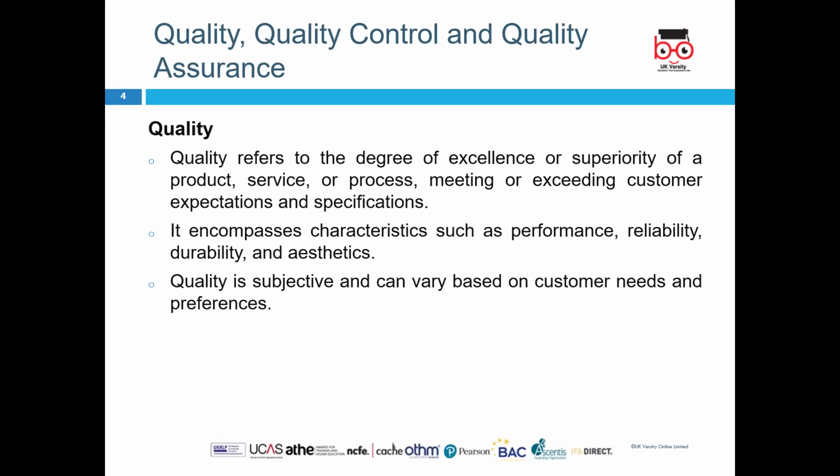And then, quality is subjective and can vary based on customer needs and preferences. But certain quality parameters are defined. For example, if a product says it meets the ISO, say 14,000 parameters, so those are well defined. But in general, the quality from the customer's perspective is subjective.